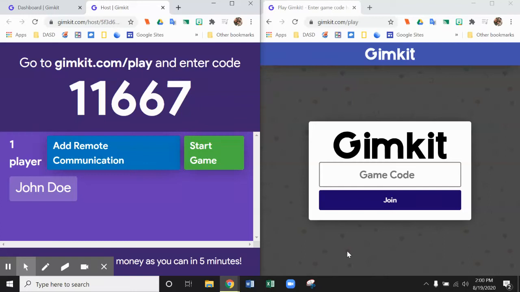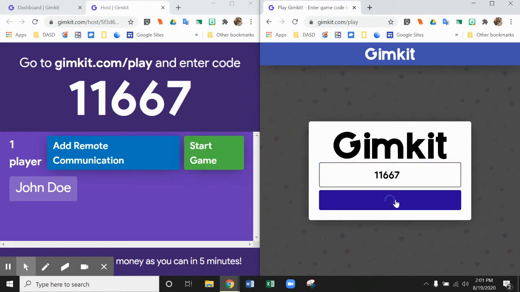All right, so in this video, I'm going to show you guys how to play Gimkit. It's a game that's very similar to Kahoot. This would be displayed on the board, which would be the join code. So you'll go to gimkit.com/play and enter the code just like you would with Kahoot.